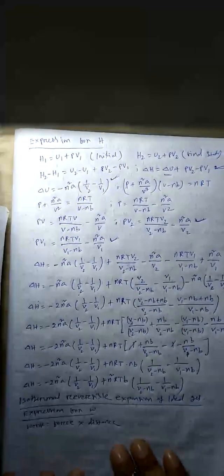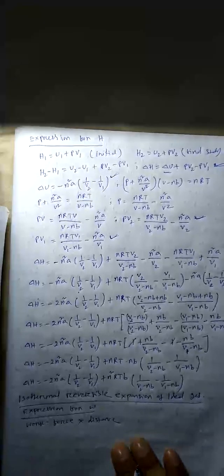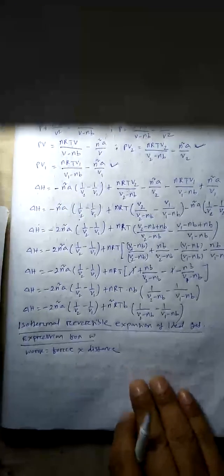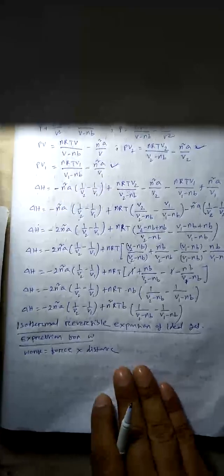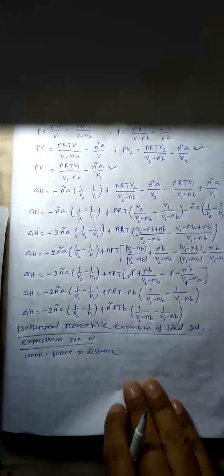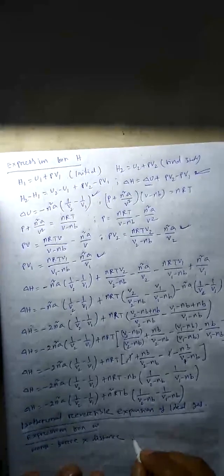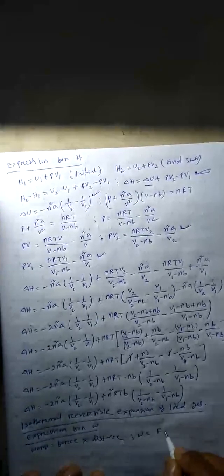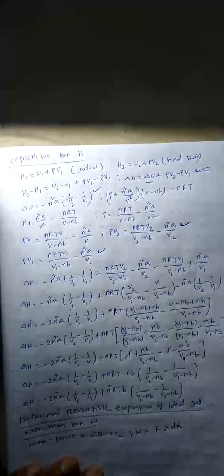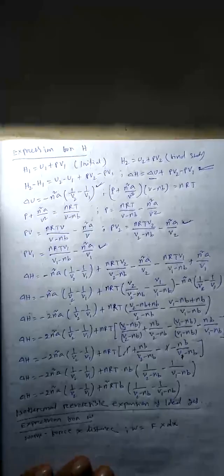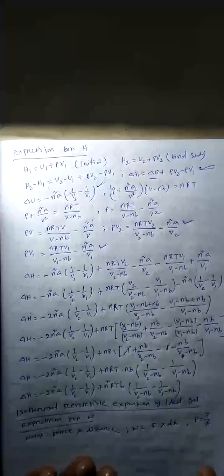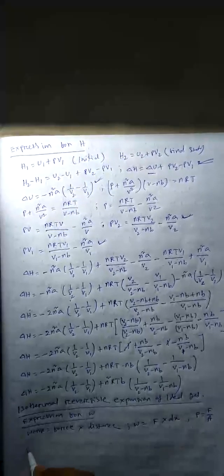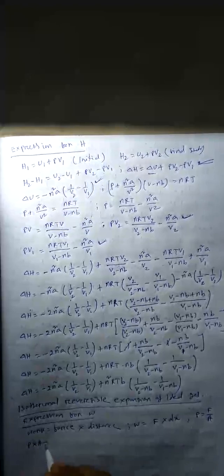Suppose we have to apply an external force. Then what happens? Some distance is covered by this notebook. Whatever force we apply and whatever distance it covered, we multiply, then we get the work done. So my work done is equal to F, force, dx, distance covered. Then we know that pressure is equal to force per unit area. Then pressure into area is equal to force.